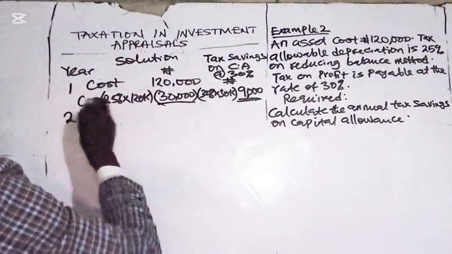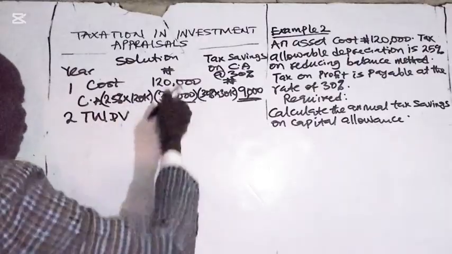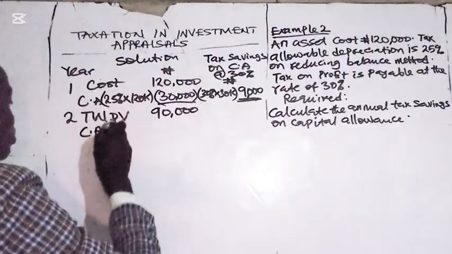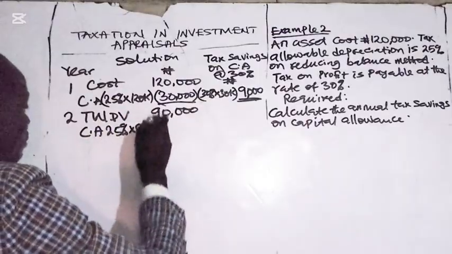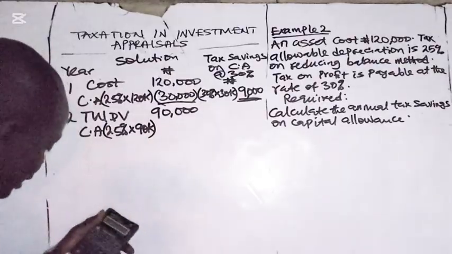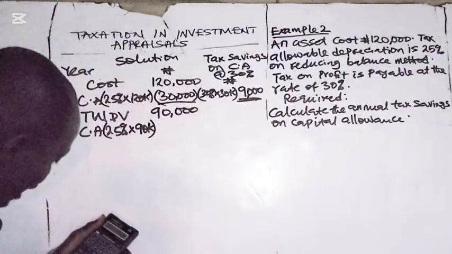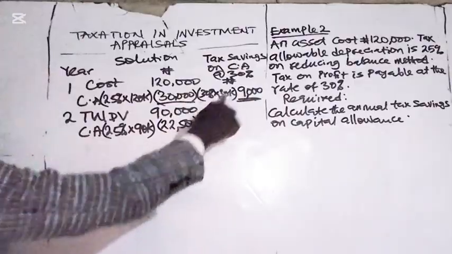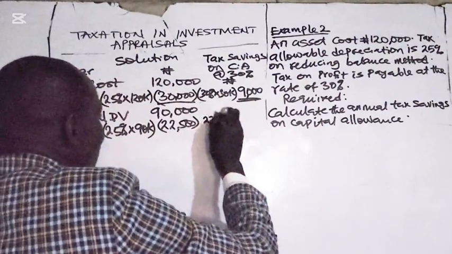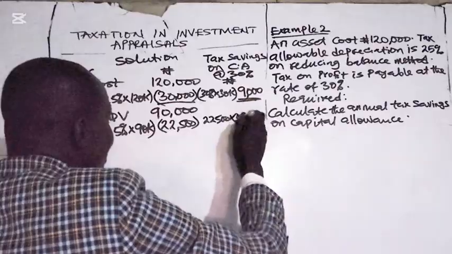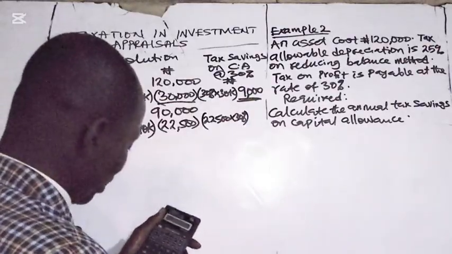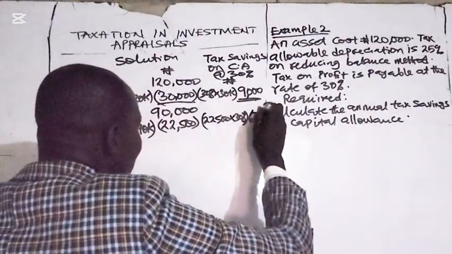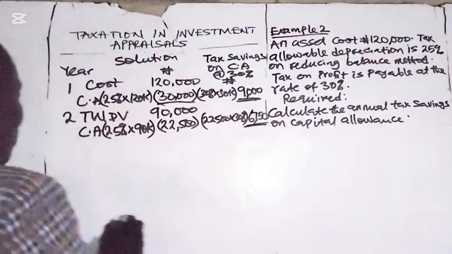So year 2, you now have the tax written down value of the asset. If you subtract 30,000 from 120,000, you'll be left with 90,000. Then the capital allowance for year 2 is 25% of 90,000. What is 25% of 90,000? That gives us 22,500. So 30% of 22,500 gives us 6,750. That is the tax savings at the end of year 2.